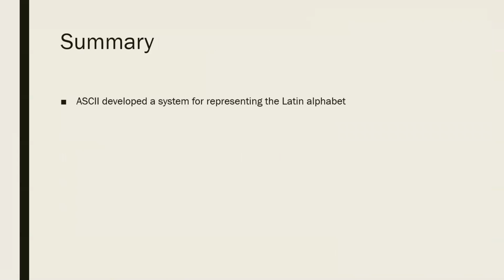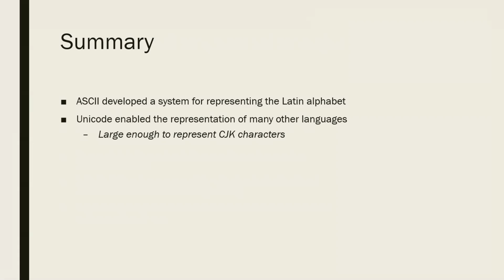So to summarize, we've talked about how the initial way that characters are represented, at least for the Latin alphabet, was the ASCII system, developed in 1963, and it represents symbols with only 7 bits of information. But only representing the Latin alphabet isn't very useful in many cases. Because of that, the Unicode standard was developed, which can represent many other languages. And it's large enough that it can actually represent things like Chinese characters and Korean letters as well.